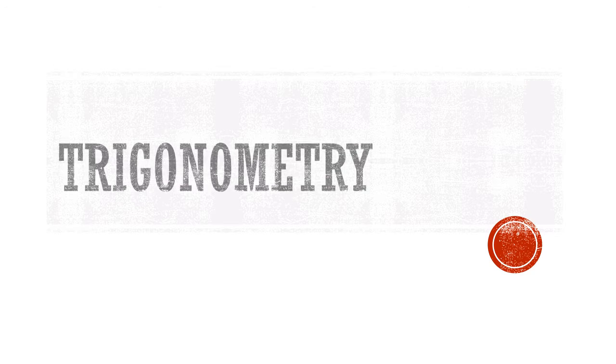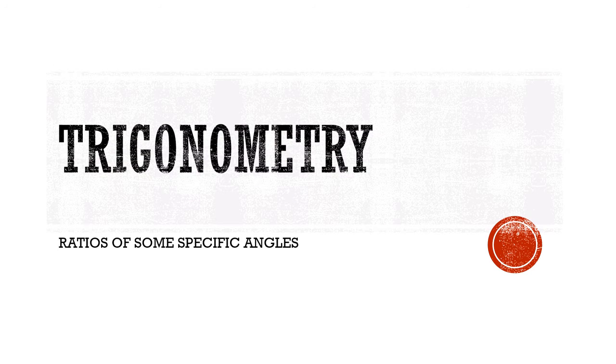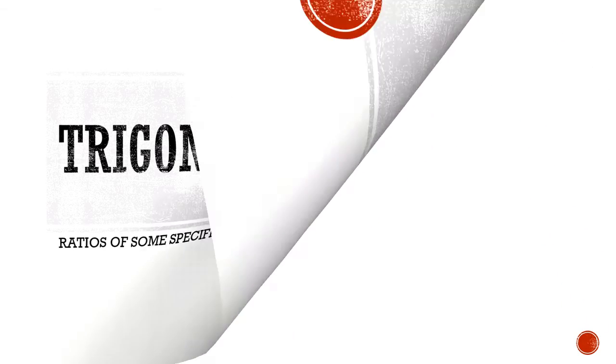Today I am going to discuss the ratios of some specific angles in trigonometry. Till now we had not defined the value of the angle. It was defined as either angle C or angle B, in some cases angle A, or in some cases angle theta. That means the angle did not have any value.